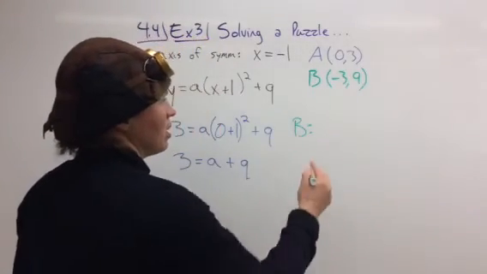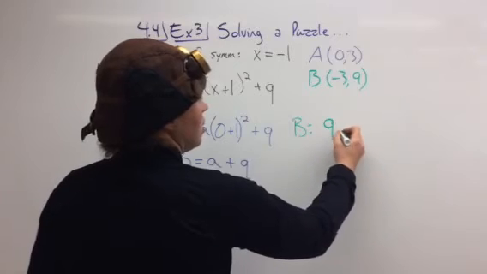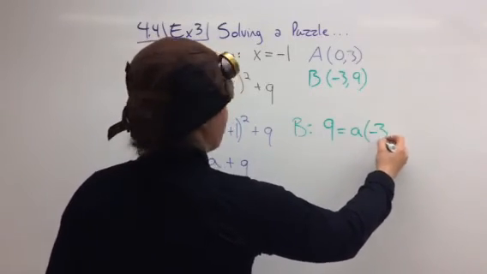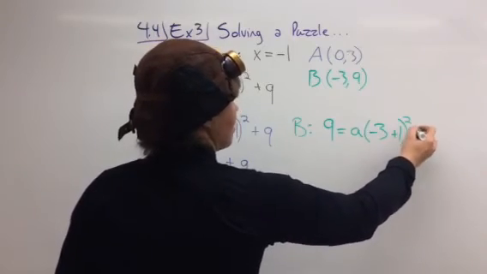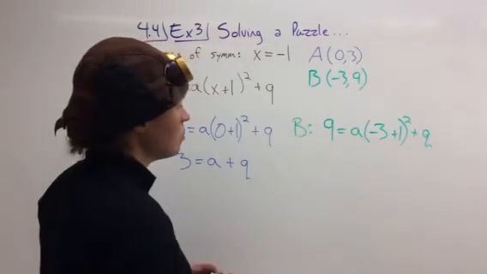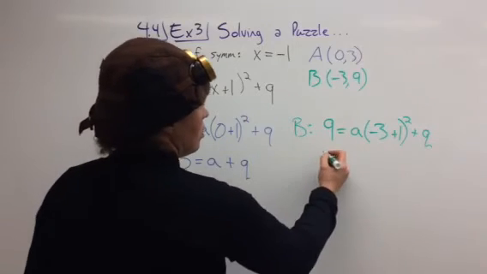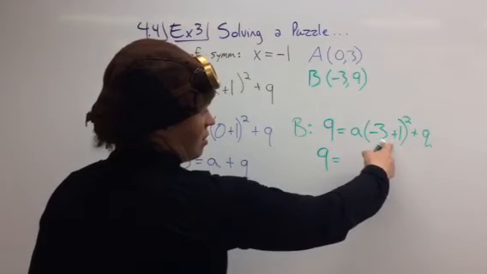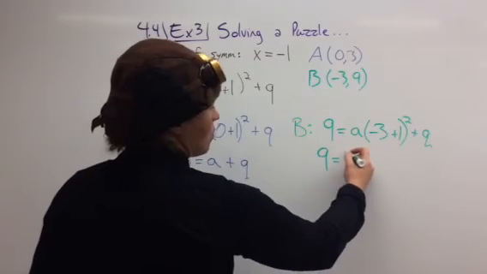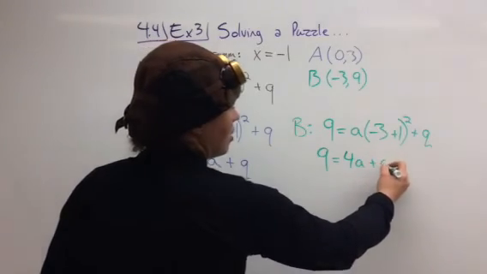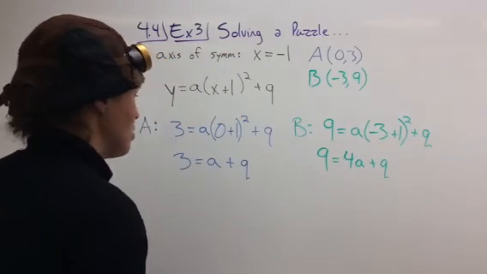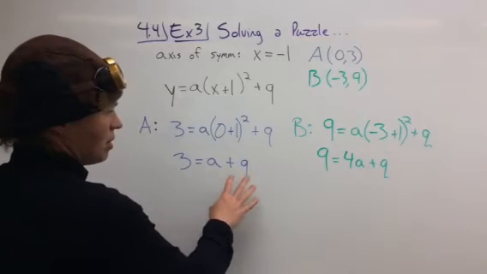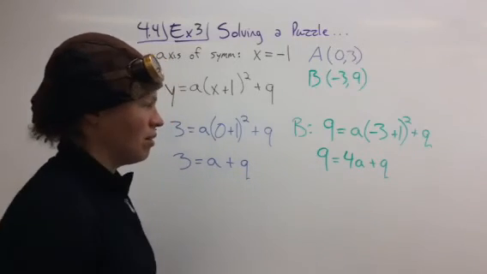Same thing, I'm going to plug in my y. 9 equals a times (my x plus 1) squared plus q. 9 equals -3 plus 1 is just going to be -2. Squared is 4, so it's just going to be 4a plus q. So now I have a formula where I have 3 equals a plus q and 9 equals 4a plus q.